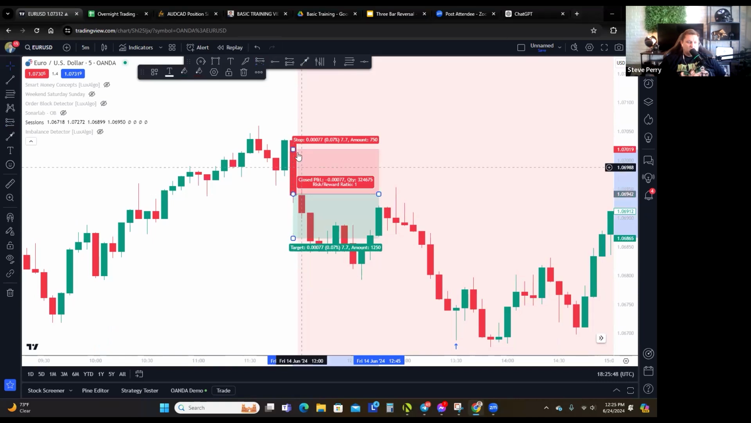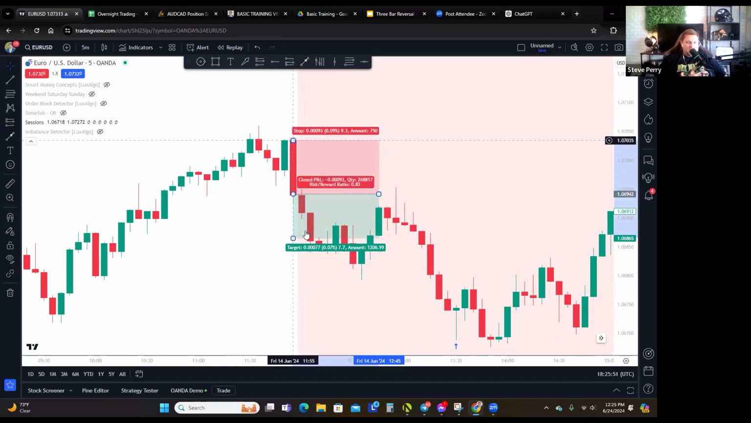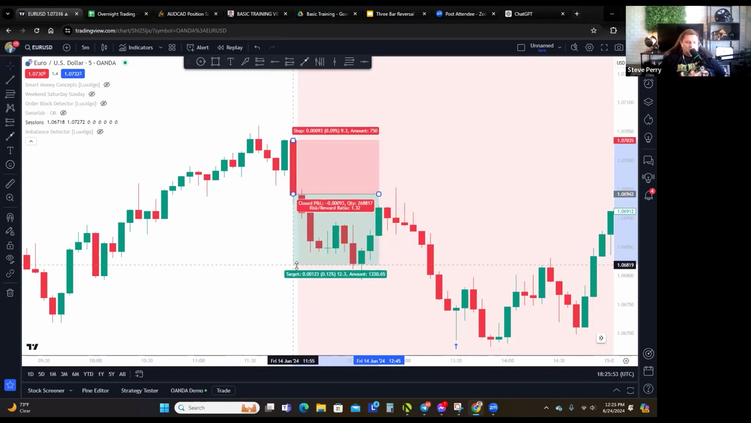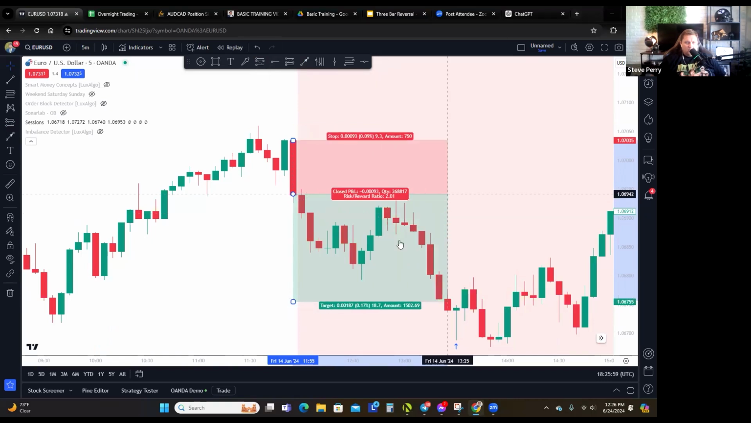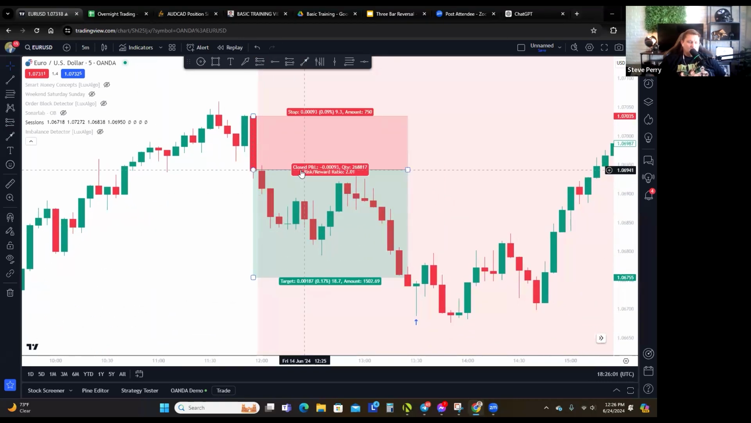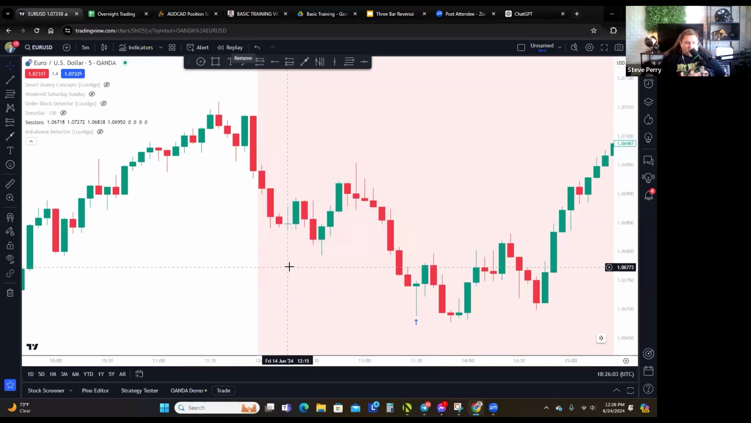Like you could have sold right there, stop loss at the top of that body. And then a 1 to 1 would put you right there. A 1 to 2 would get you out right over here. You would have been done with this trade. Let's try to find another example here.